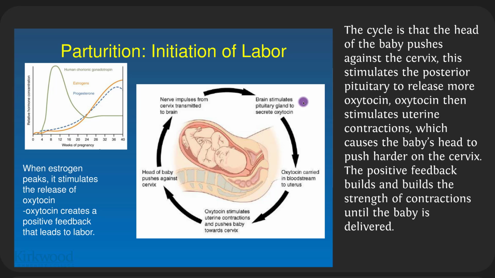So the cycle is that the head of the baby pushes against the cervix. This stimulates the posterior pituitary to release more oxytocin. Nerve impulses are transported to the brain, which tells the posterior pituitary to release more oxytocin. When you release more oxytocin, it goes through the blood down to the uterus and stimulates more contractions. When you stimulate more contractions, the head of the baby pushes harder against the cervix and causes the release of additional oxytocin. Nice, gentle, positive feedback that builds and builds and builds the strength of contractions until the baby is delivered.